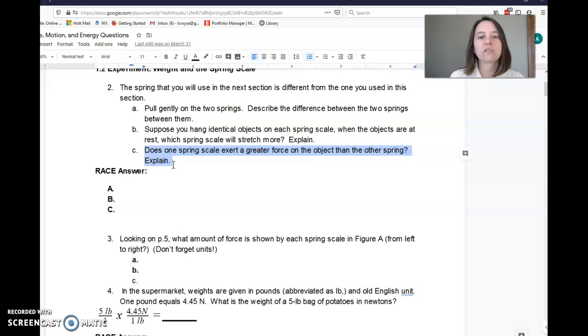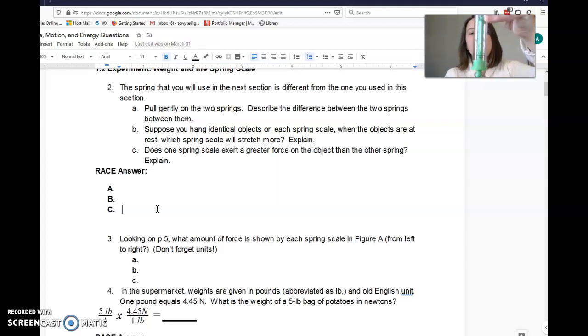Does one spring scale exert a greater force on the object than the other spring? Explain. So we know that the green spring moved more for the same weight. So the question is, is the spring more stretchy, or is it creating more force? We know that to hold up this weight, we need 3 newtons of force. And so the green spring scale provides 3 newtons of force to hold up this weight. And the brown spring scale also provides 3 newtons of force to hold up this weight.